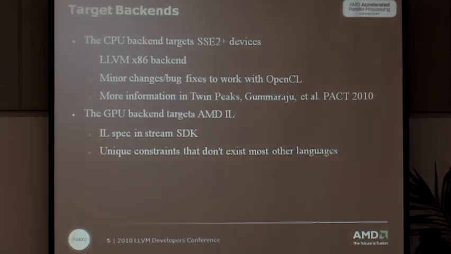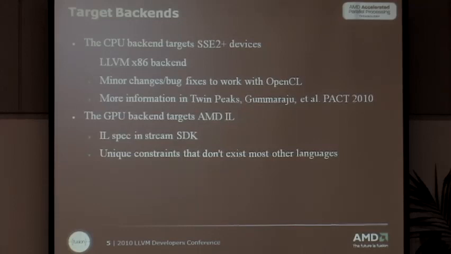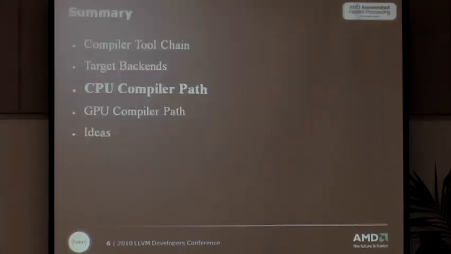The GPU backend is a custom backend that we use that targets AMD IL. I'll go into AMD IL a little bit later, but the spec is in the Stream SDK, and it's a language that we use that compiles down to the ISA for our GPU. There are a lot of constraints in this language that are very unique, and they don't exist in most other languages, and that causes some issues for CodeGen.